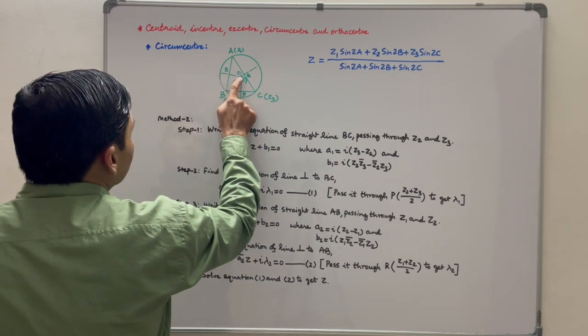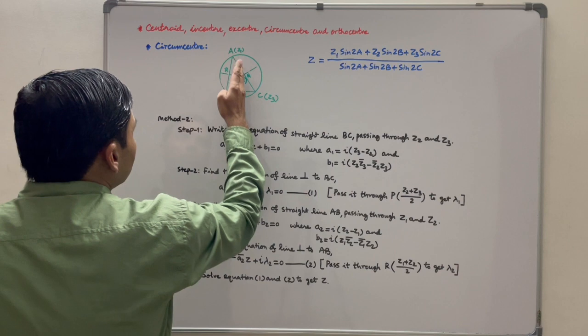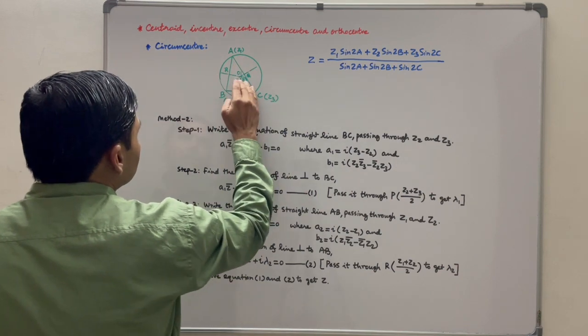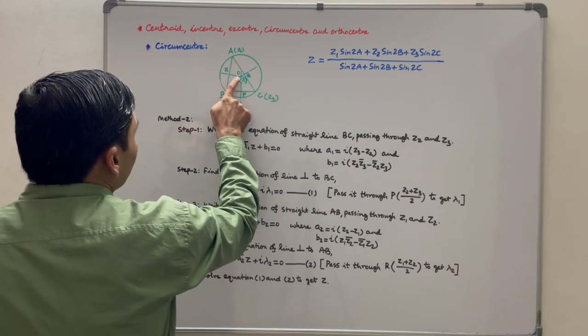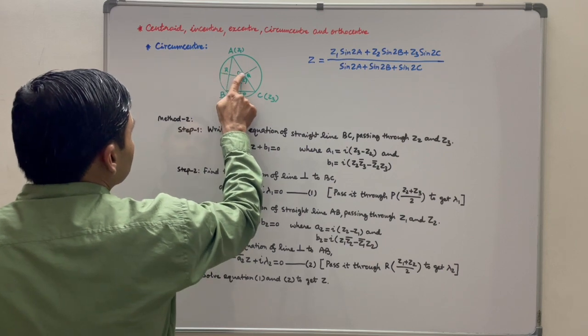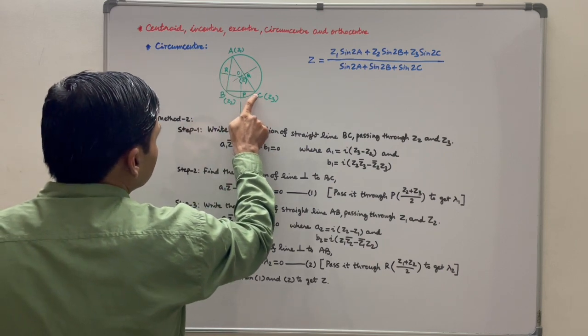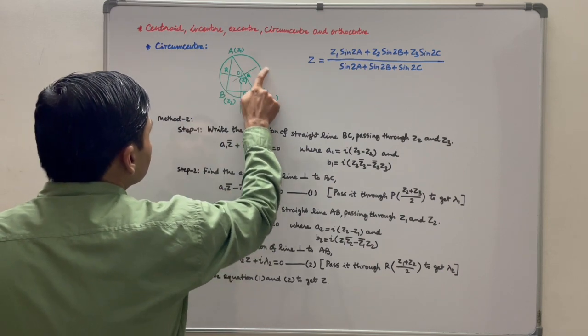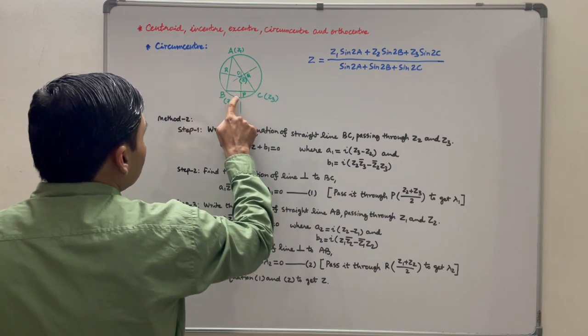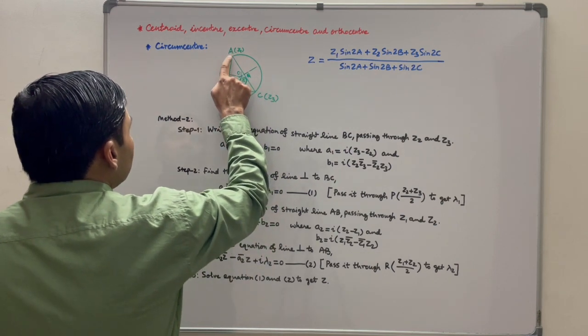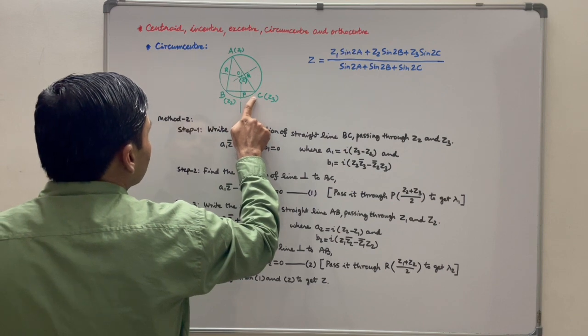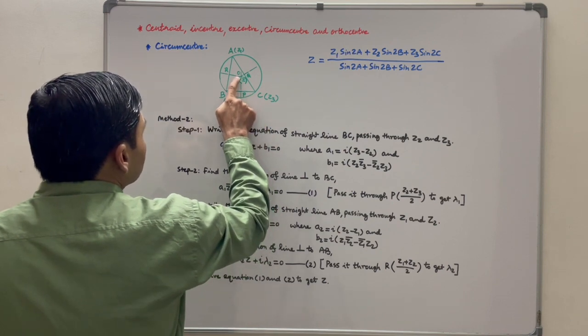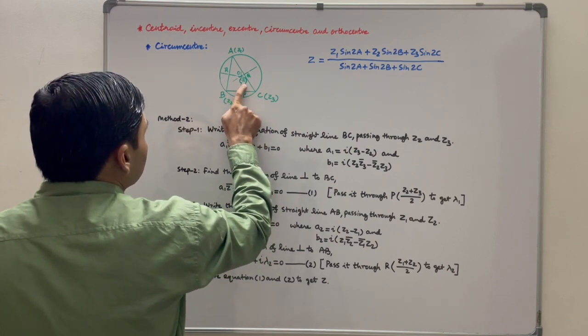Circumcenter is the point of intersection of perpendicular bisectors of the sides. In this figure, it is shown by O. Then OA is equal to OB is equal to OC, that is radius of the circumcircle. Circumcircle touches the vertices A, B and C of the triangle. Suppose O is represented by complex number Z.